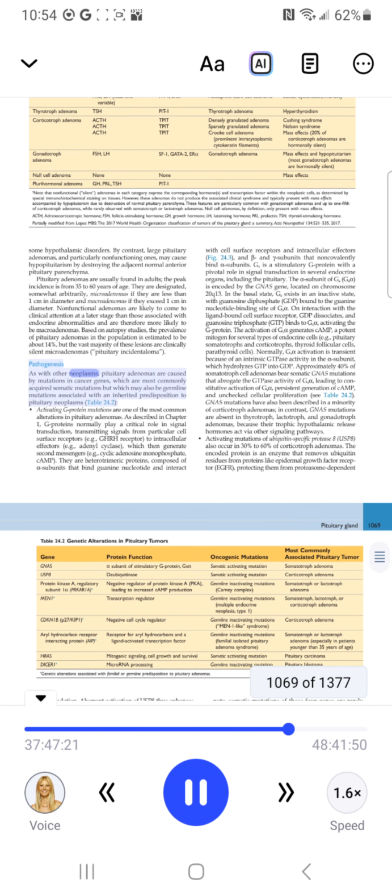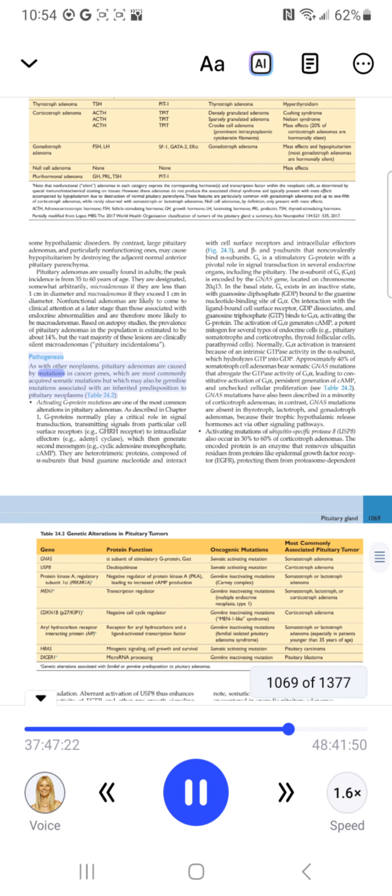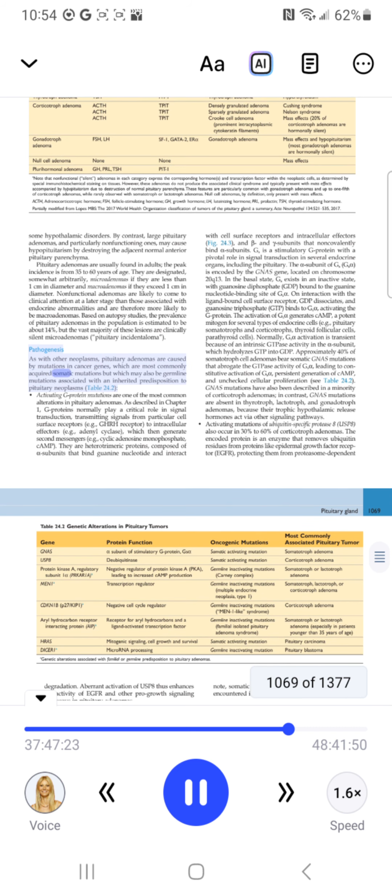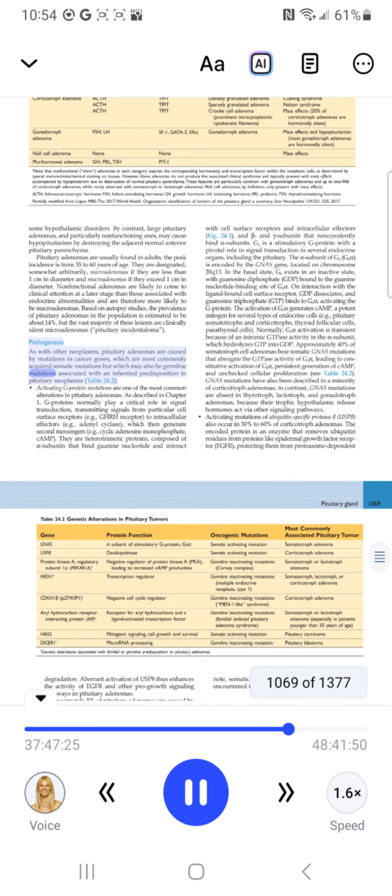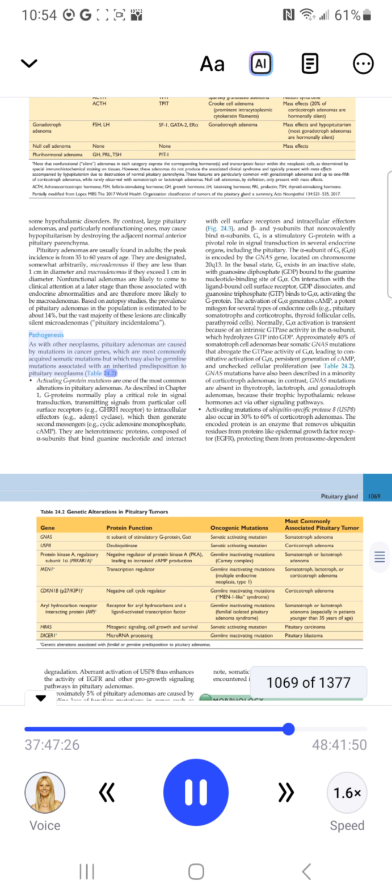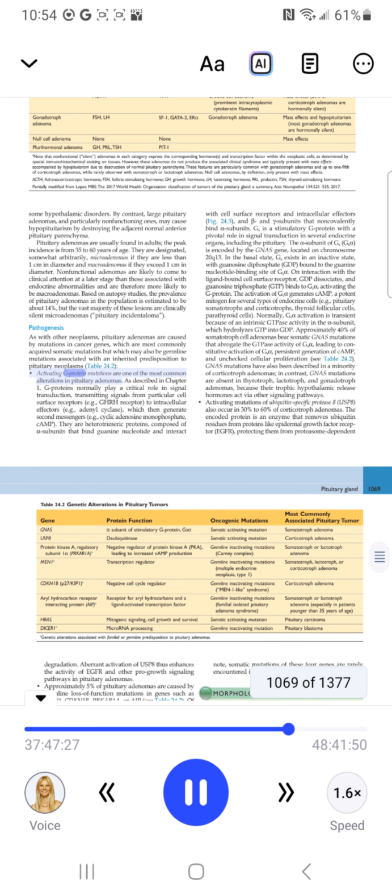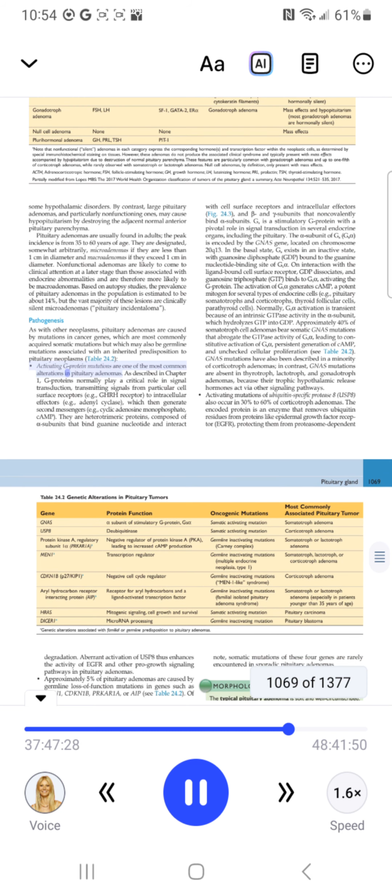Pathogenesis. As with other neoplasms, pituitary adenomas are caused by mutations in cancer genes, which are most commonly acquired somatic mutations, but which may also be germline mutations associated with an inherited predisposition to pituitary neoplasms. Table 24.2. Activating G protein mutations are one of the most common alterations in pituitary adenomas.